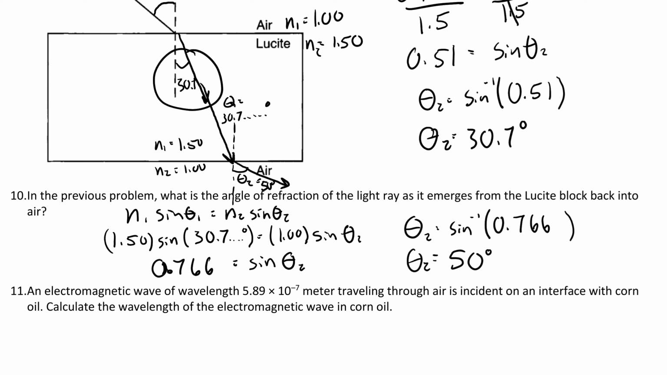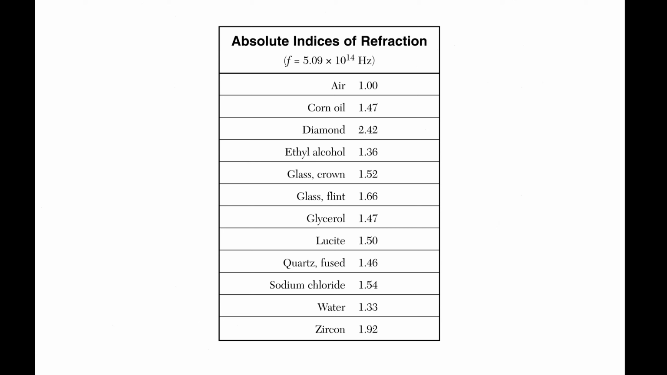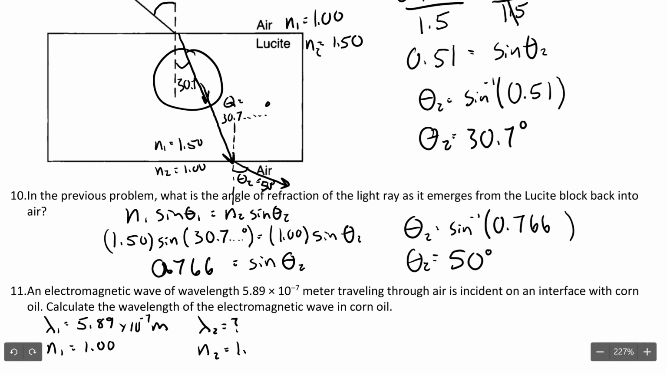All right, so let's write the given information. They're telling us the wavelength in air. So wavelength 1 is 5.89 times 10 to the negative 7 meters. The first medium is air, and we know that's 1.00. Then it goes into corn oil, and they're looking for the wavelength. What's the index for corn oil? It's 1.47. Now we have our given information and our unknown.